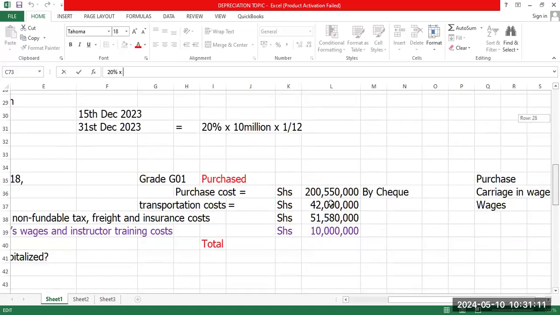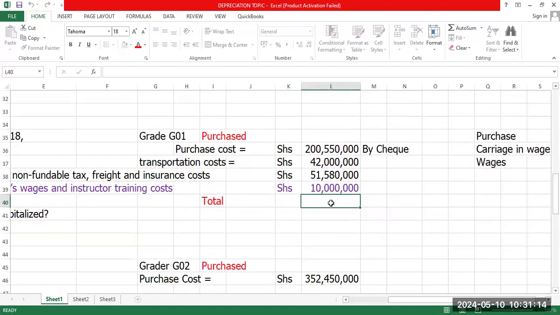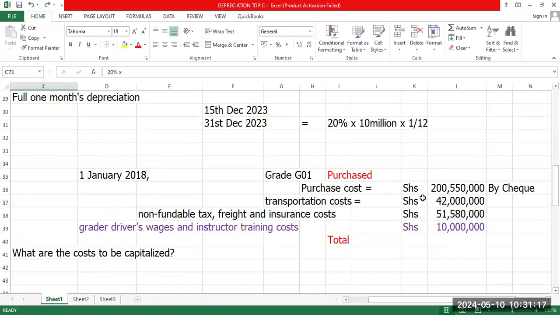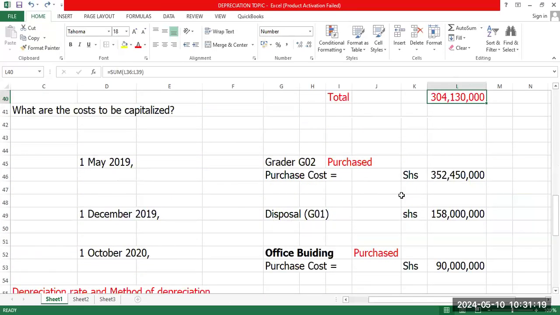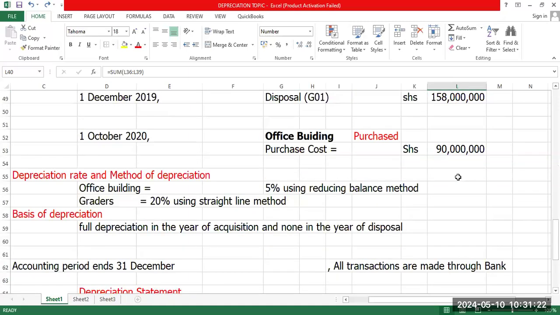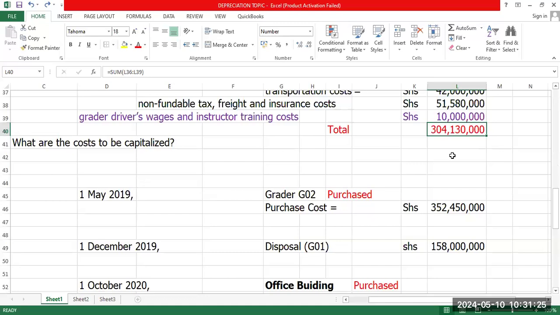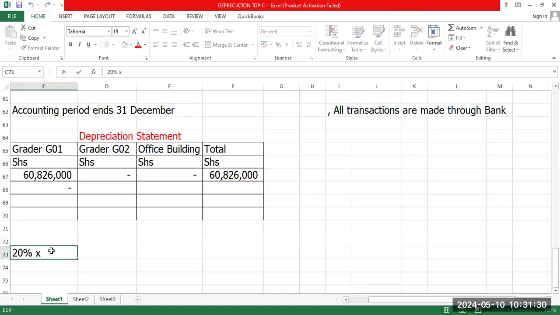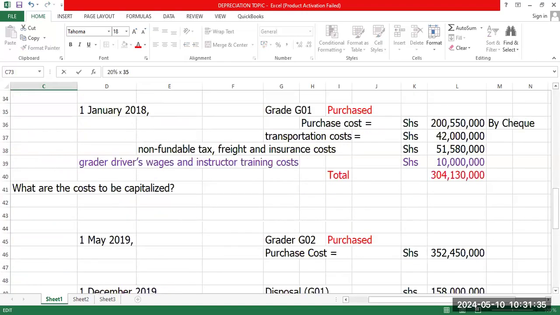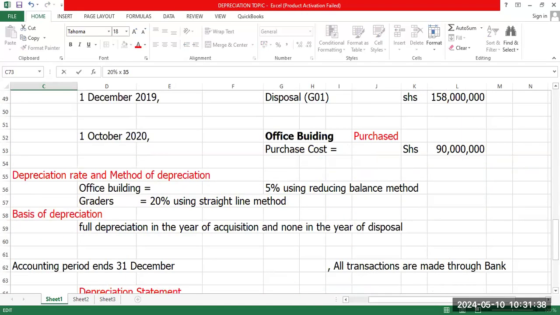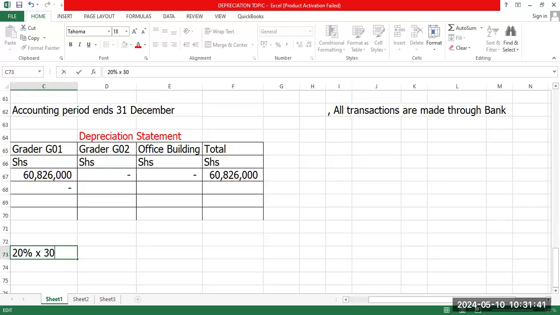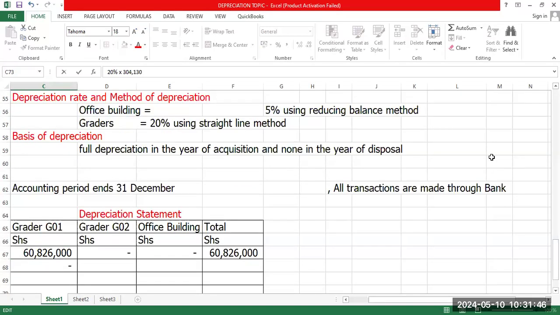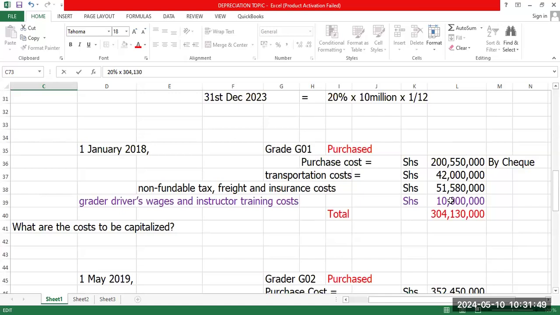My cost has disappeared. It's 352,450. But you can do it. Okay, someone tell me 352,450. Are you sure? Isn't it 304,130? Right, that's 130,000. We use the capitalized cost. We don't use this, we use this one.